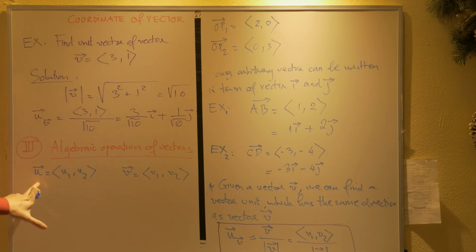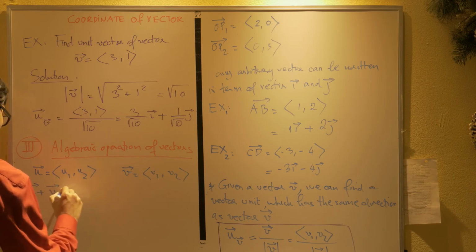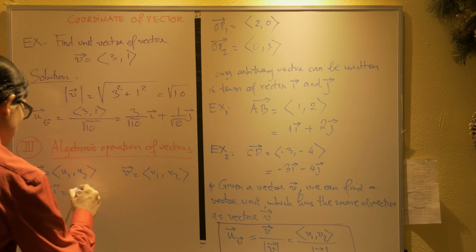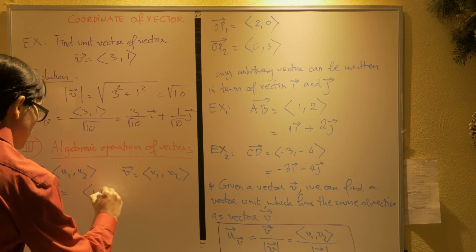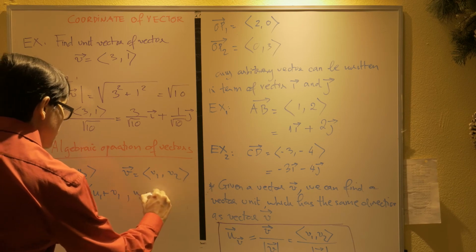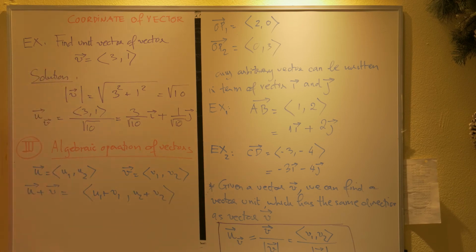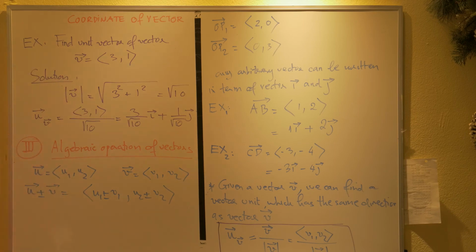So when you add vector u to vector v, it gives you another vector, and that vector has coordinates u1 plus v1, comma, u2 plus v2. Similarly, you do the same for minus. So I just put the minus here, so it will be u1 minus v1, u2 minus v2.